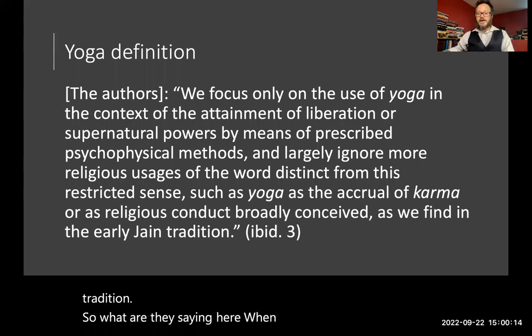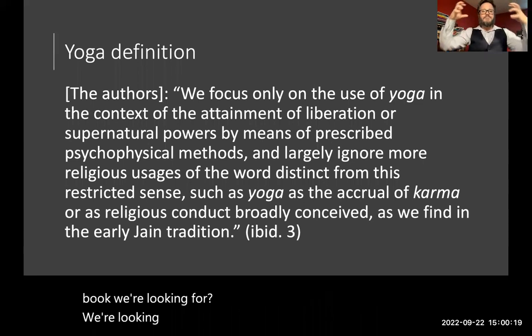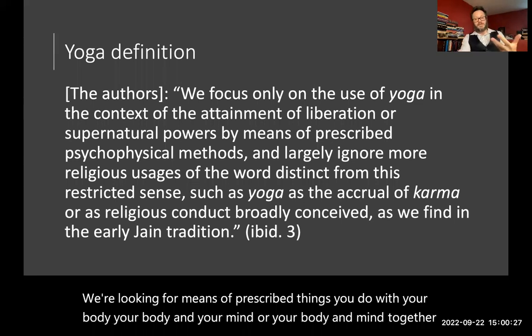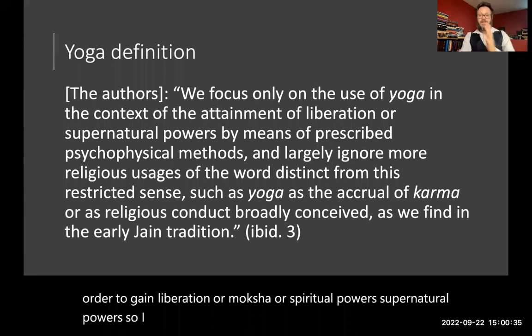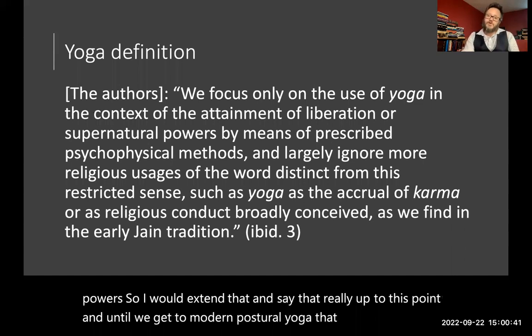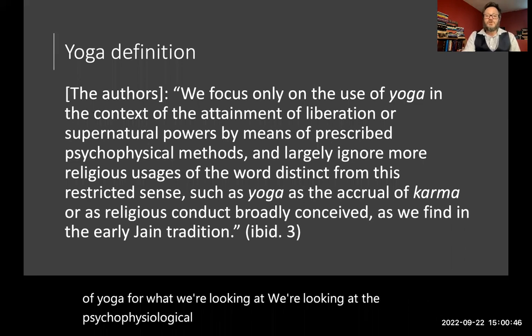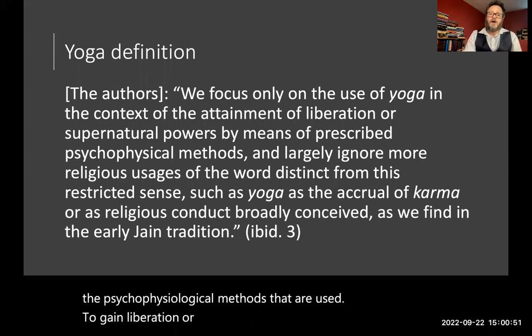When we're looking at yoga in said book, we're looking for means of prescribed things you do with your body and your mind, or your body and mind together, in order to gain liberation or moksha or spiritual powers, supernatural powers. So I would extend that and say that really up to this point, and until we get to modern postural yoga, that is a great definition of yoga for what we're looking at. We're looking at the psychophysiological methods that are used to gain liberation or attain supernatural powers.